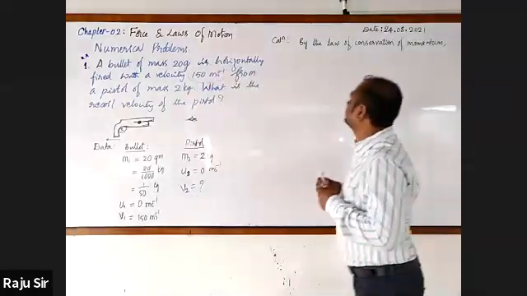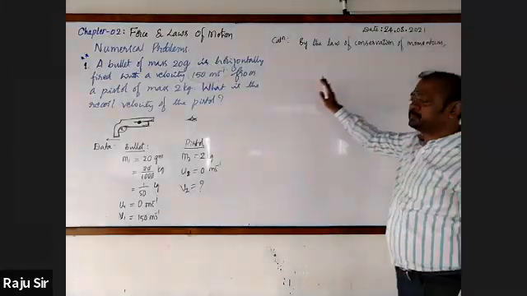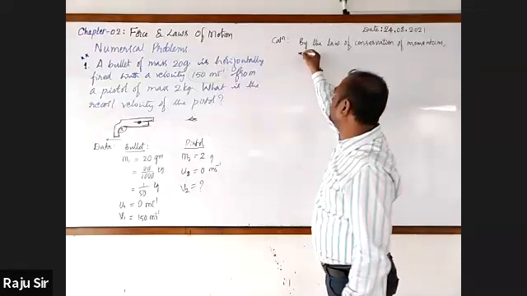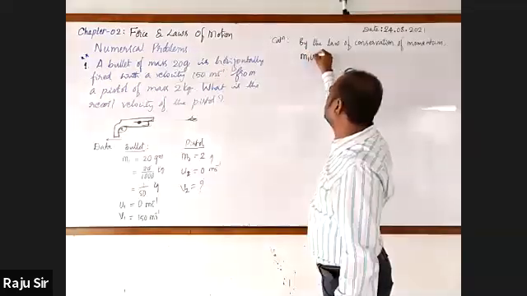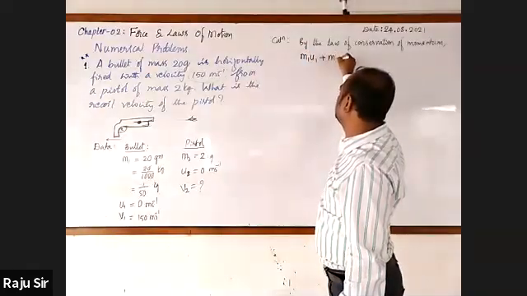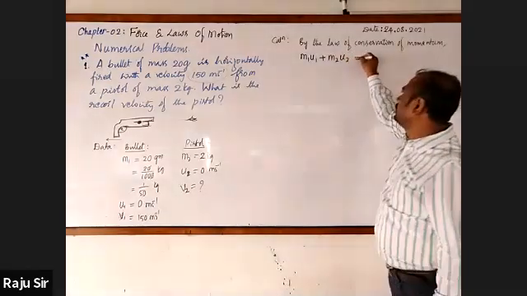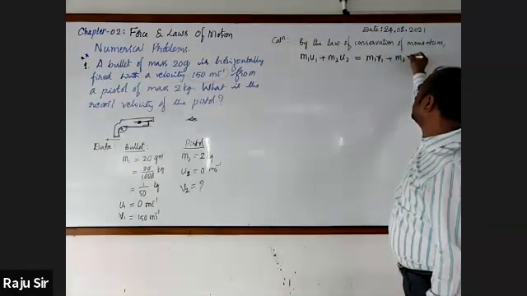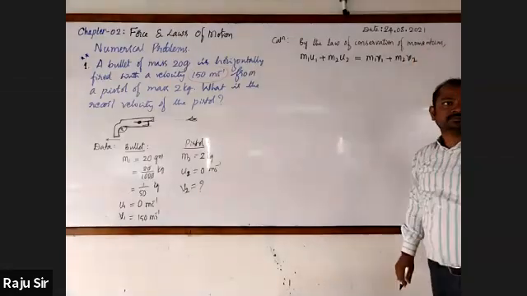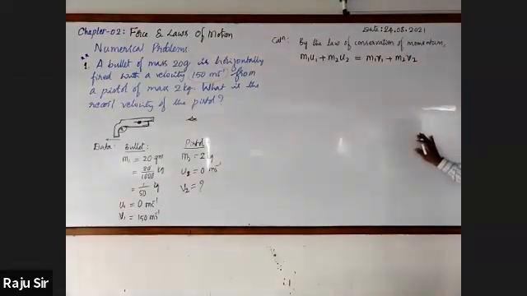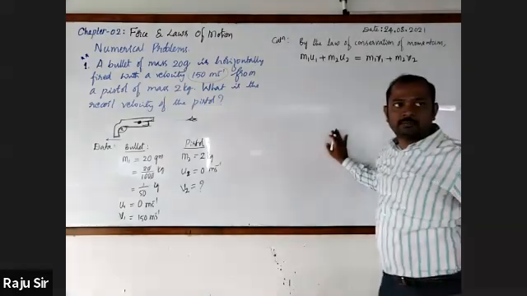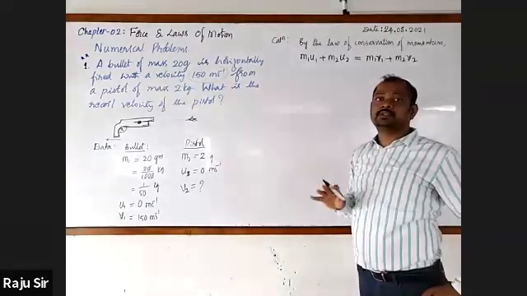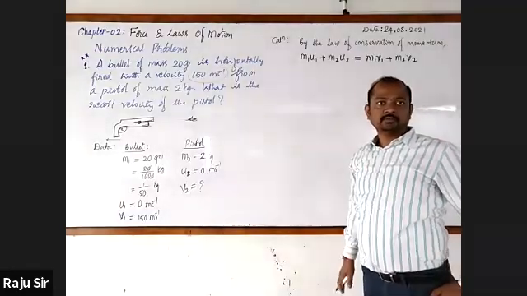Okay. By the law of conservation of momentum, I'll write M1 U1 plus M2 U2 is equal to M1 V1 plus M2 V2. Written up? Substitution is very important. Let me tell you how to substitute. Please stop writing.